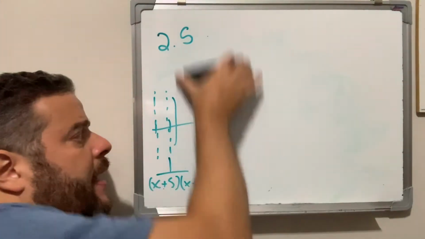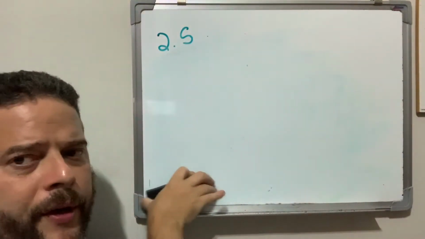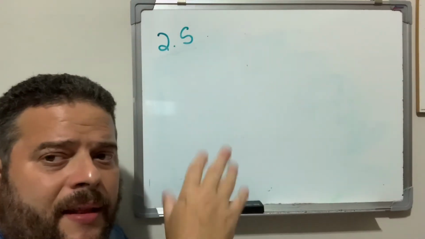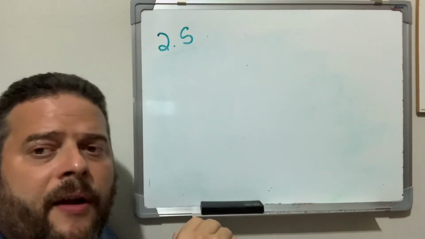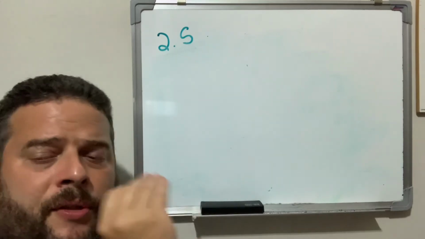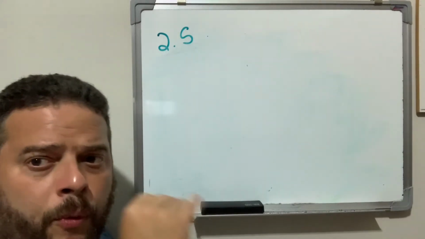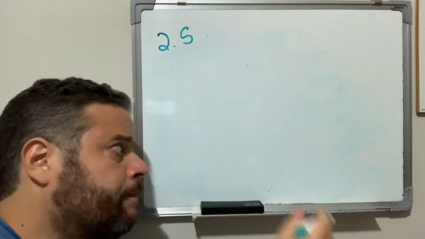Now, again, remember, you don't care what's in the numerator. It could be anything. Doesn't matter. Focus on the denominator. The values that make your denominator 0 are the values where we will have vertical asymptotes.